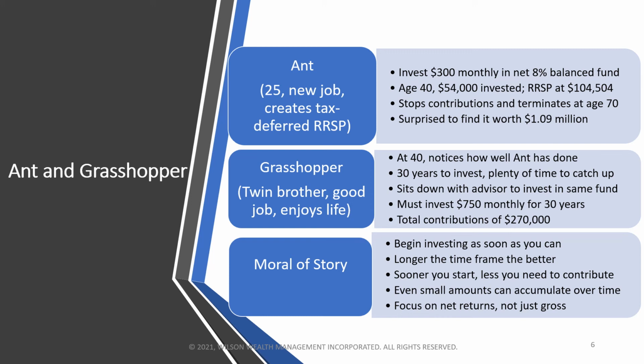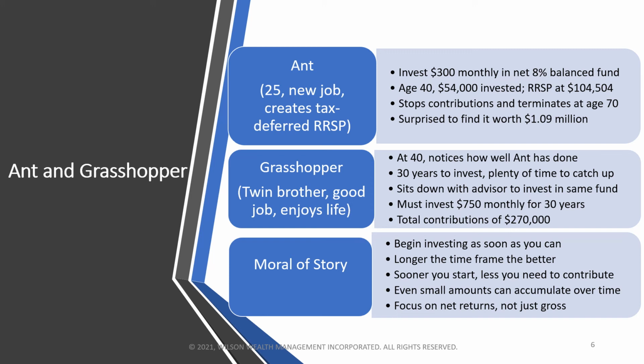He looks out and says, I've got 30 years to invest. Plenty of time to catch up. She's only invested 15 years. Lots of time for me. In fact, since she stopped contributing, I probably don't even have to invest $300 a month to catch her.